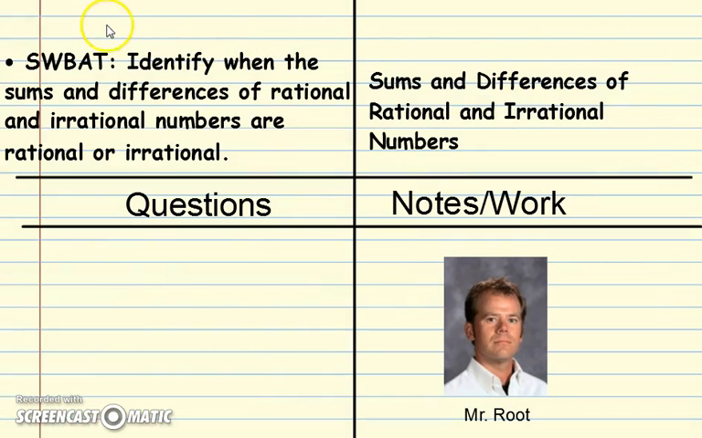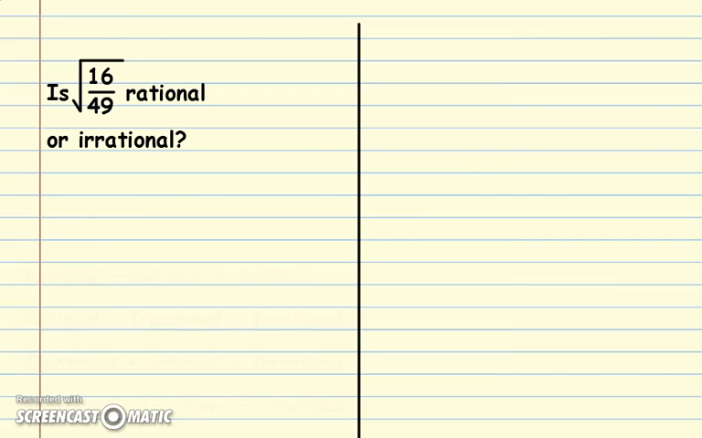So first of all, we have to think, how do I know if it's rational or irrational? Well, we know rational numbers can be put in the form of fractions and decimals, but we also know that some square roots are irrational. So let's take a look at this first problem. Is the square root of 16/49 rational or irrational?